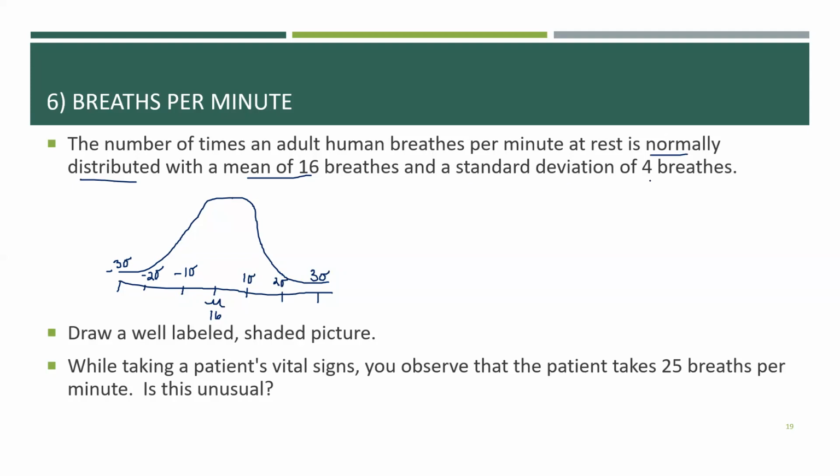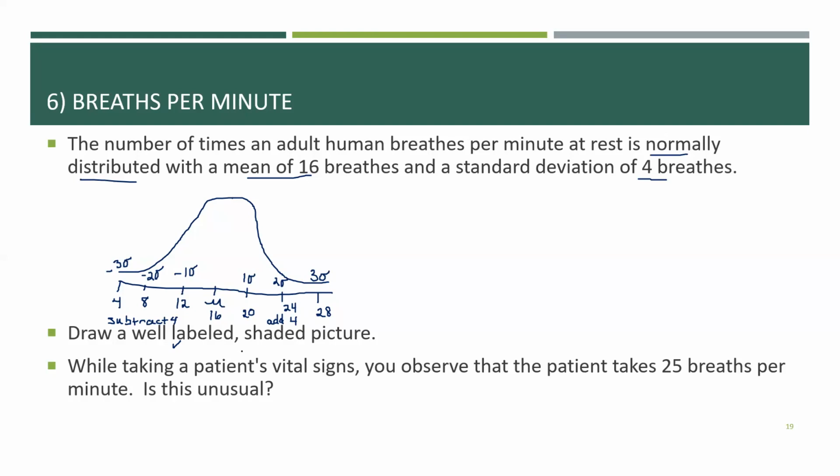We're then told that the standard deviation is 4 breaths, and so we know that above the mean is where we add the standard deviation, so we'll be adding 4, so this will go 20, 24, and 28. And then below the mean is where we will be subtracting 4, because these are negative. And so we will have 12, minus 4 would be 8, minus 4 is 4. So that gives us the well labeled.